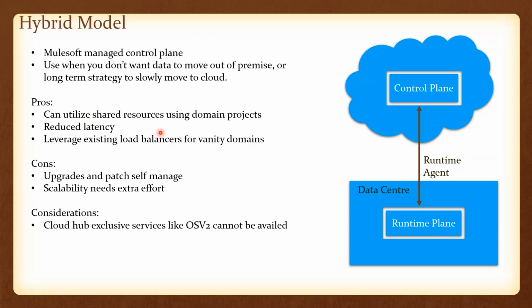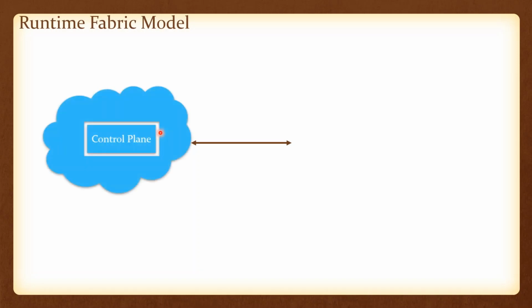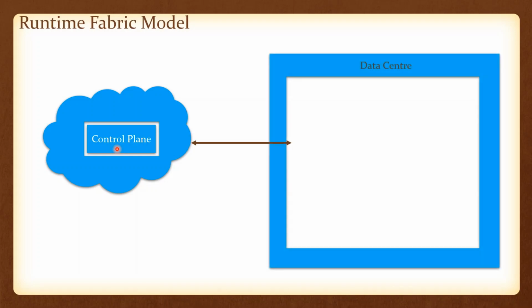So on similar lines, we have another deployment model which is also called the Runtime Fabric model. And the Runtime Fabric model helps us to do the exact same thing, that is, improve the scalability dynamically. So the control plane still remains on CloudHub. The control plane is untouched, it's the same as the hybrid one. The only thing that changes is the deployment mechanism at the runtime plane.